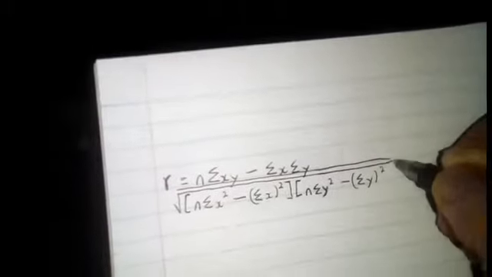the square root. Then open this type of bracket: sample size multiplied by the sum of x squared, minus the sum of x all squared, then close the bracket, open another one: sample size multiplied by the sum of y squared, minus the sum of y all squared, then close the bracket, close the bracket.